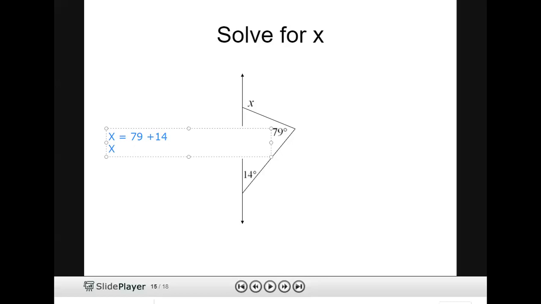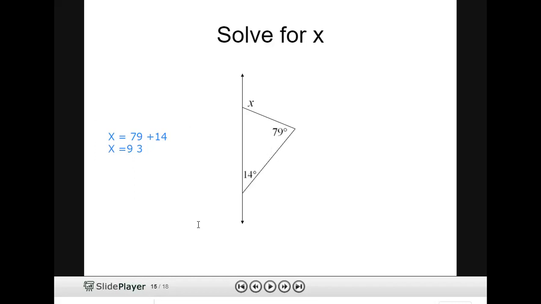As I said, the value of x equals the sum of the two non-adjacent interior angles, or the sum of the two remote interior angles. Then 9 plus 4 equals 13, 3 and carry 1. 1 plus 7 is 8, plus 1 equals 9. So the answer will be equal to 93.